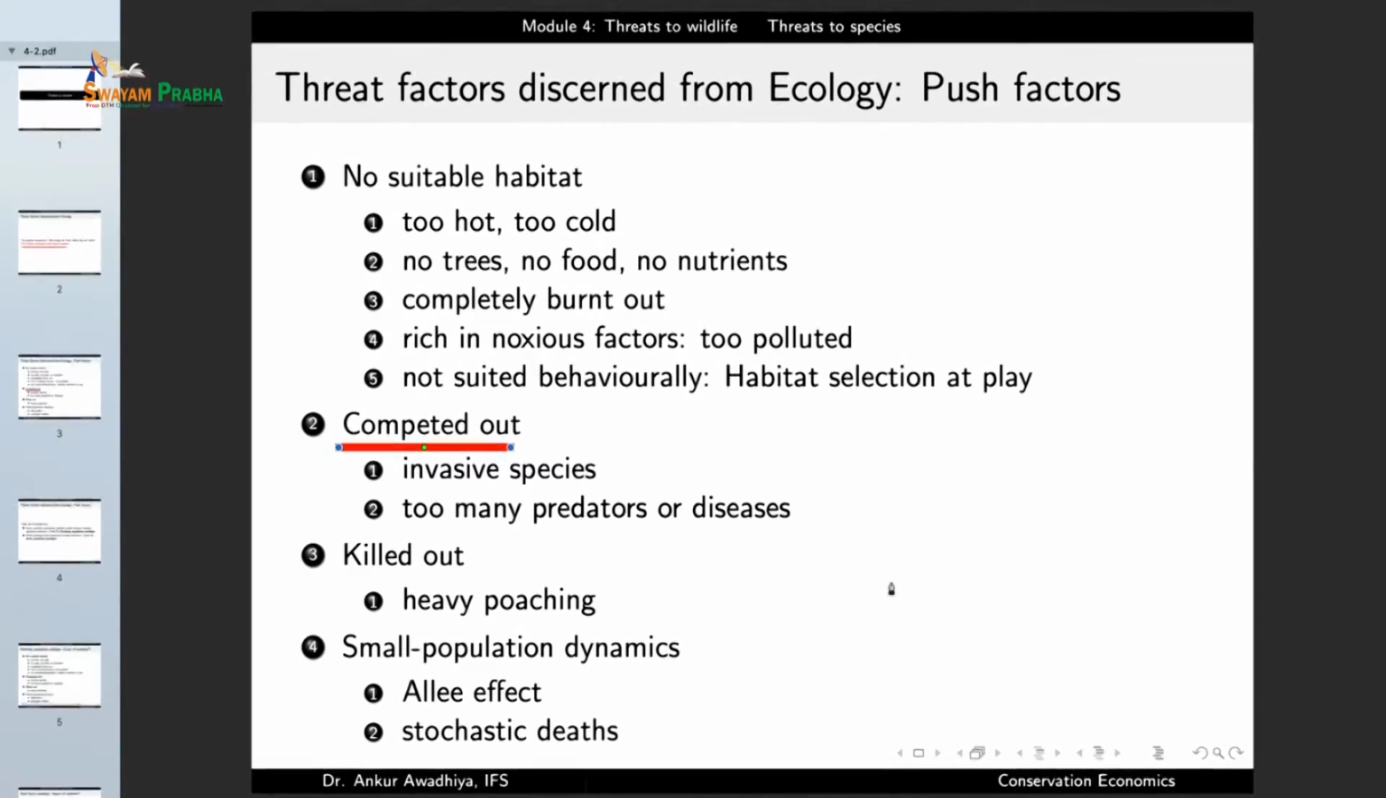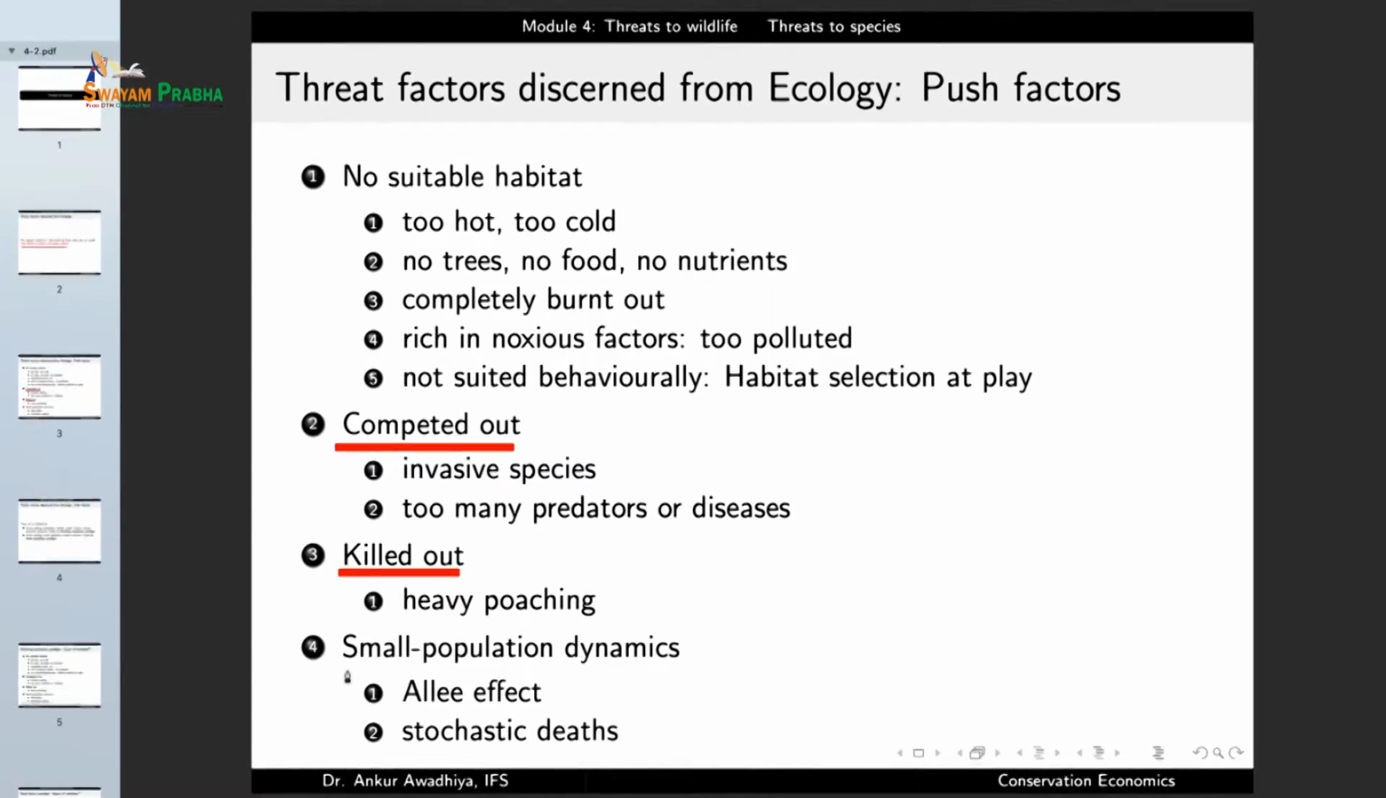Or areas that have too many predators or diseases. So the organism could have lived there, but now there are so many predators in that area that any organism that remains in this area might get killed off. Or there are a number of diseases in those areas. So there could be a competition because of invasive species, because of predators, and so on. So these are other push factors. Or you could have the push factors of being killed out, especially by human beings, say due to heavy poaching. So for organisms such as tigers, this is a major threat.